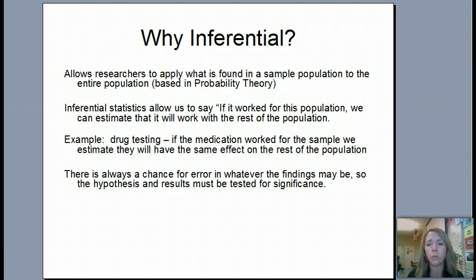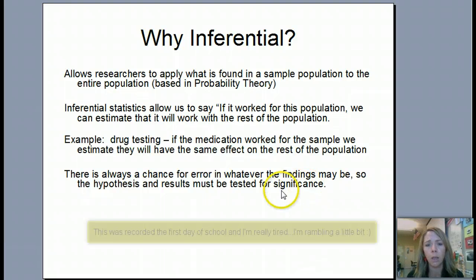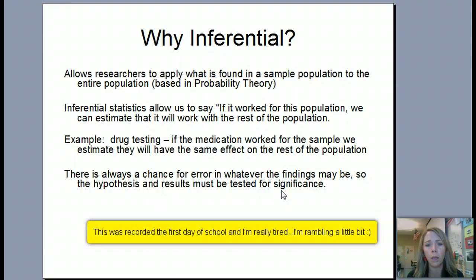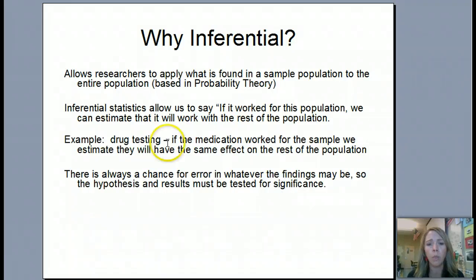And that's why, so let's go down here. The hypothesis and results must be tested for significance. And that's what we're going to do with our inferential statistics. So again, up here, we're saying if it worked for this population, it's going to work for all, and that's based on something called the probability theory. We talked a little about that with the jar. Remember, if you pour out the marbles, you can get a good sample size that way.